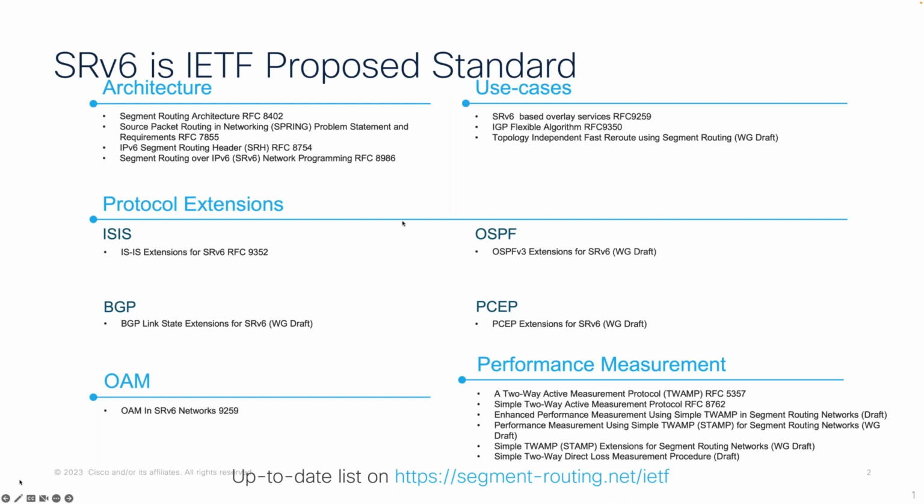We've got a number of use cases. We've got distribution of SIDs in ISIS and OSPF. We've got BGP link state, and overlay services as more of a use case using BGP. We have OAM, and a whole bunch of performance measurement related activities going on for segment routing in general that are relatable to SRv6. So like I said, we're going to concentrate on the SR header, RFC 8754, and network programming, RFC 8986, and give you an overview and some depth on those things.